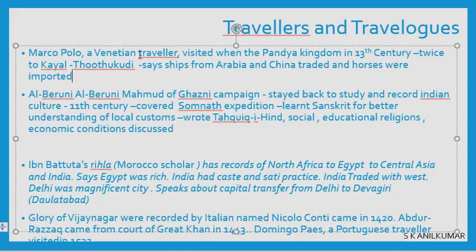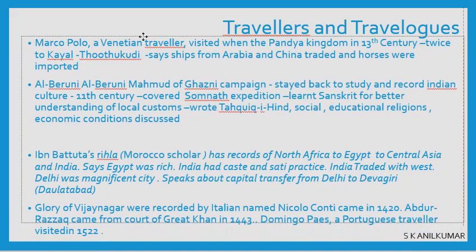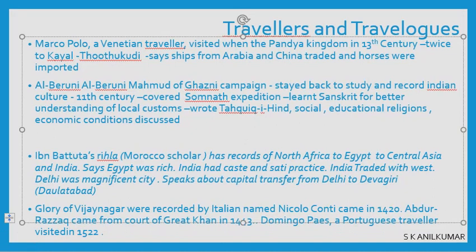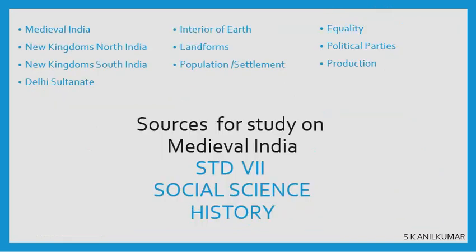Also, the glory of Vijayanagar was recorded by the travelers and travelogues. How? There was an Italian who came, Niccolo Conti. Niccolo Conti came in 1420. And then Abdul Razzak came to the court in 1443. The Portuguese traveler Domingo Paes came in 1522. So 1420, 1443, 1522, and so many other travelers came to India, and from their records and travelogues, we come to know a lot about the medieval history of those times.